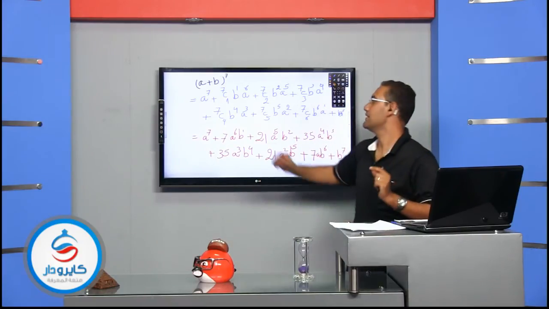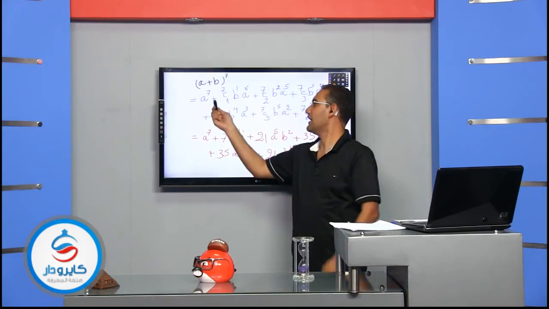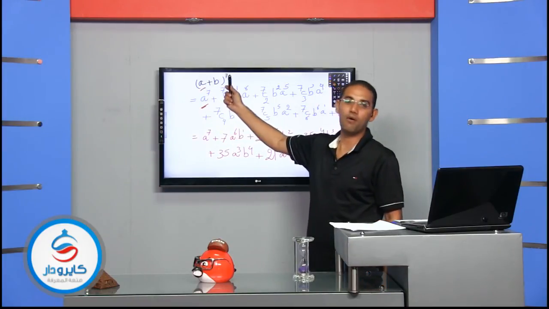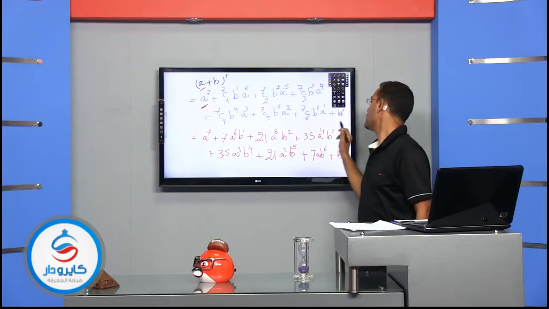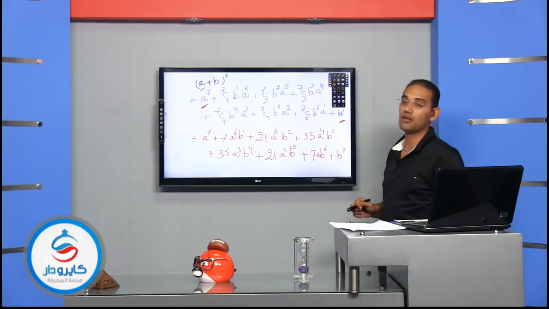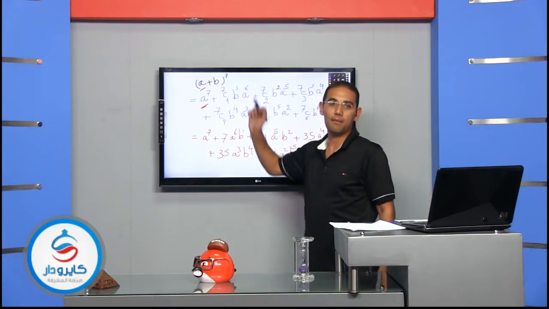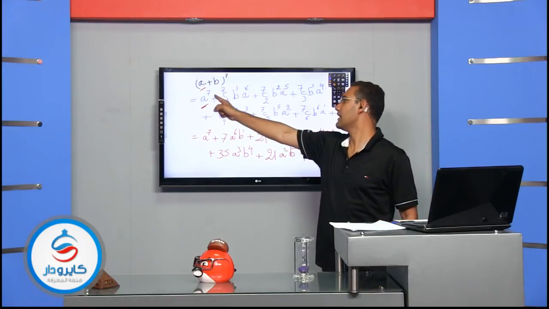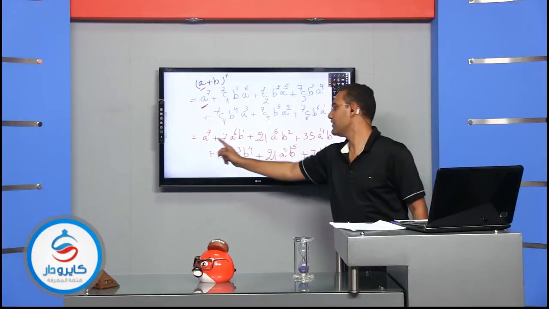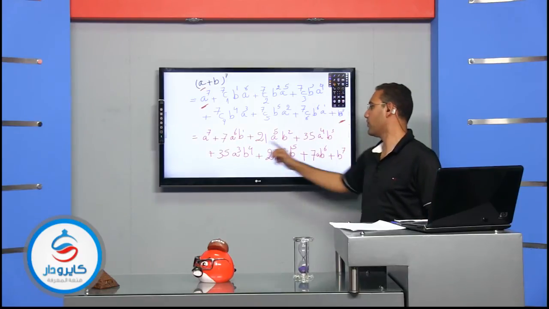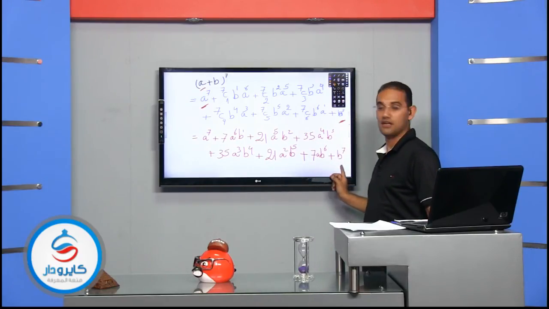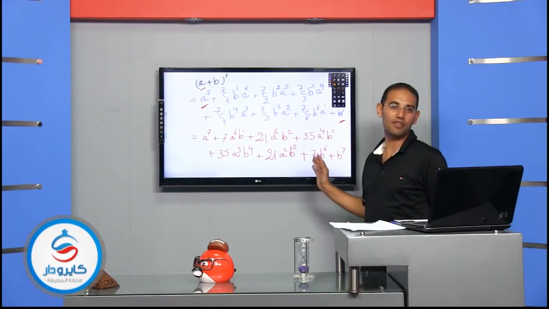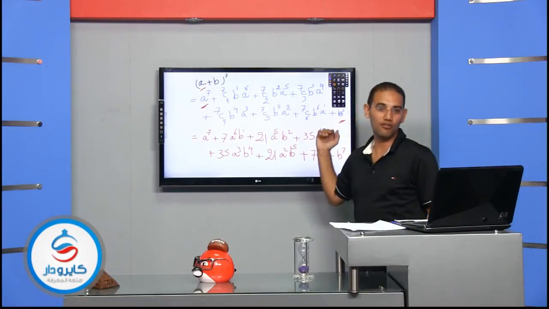Let's notice that the first term is taking the power of the bracket, and the last term also takes the power of the bracket. Then for A, I go down: A power 7, A power 6, A power 5, A power 4, 3, 2, 1. There is no A in the last term. This is descending order of the power of A and ascending power of B.